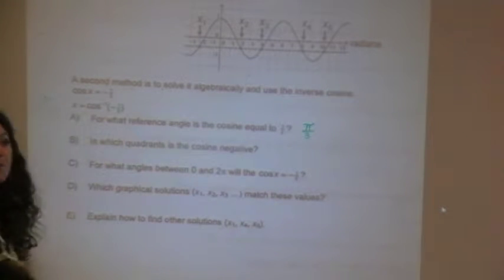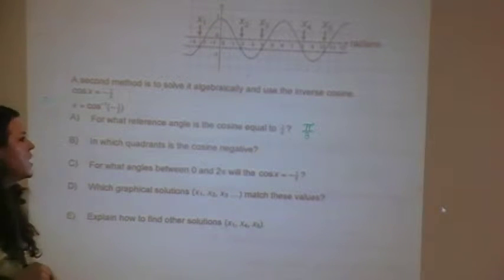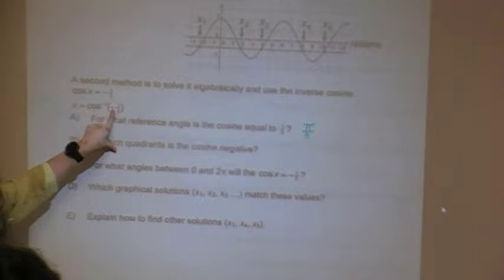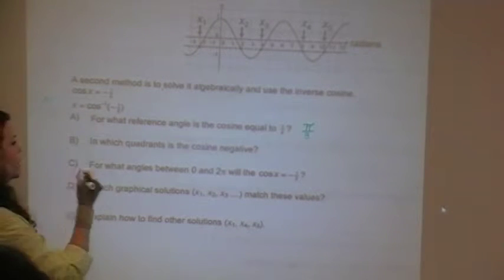But we're in radians right now. If you were doing degrees, it would be 60. Alright, so now I have to figure out in what quadrants cosine is negative. 2 and 3. That's because it's -1/2. So where is cosine negative? Quadrant 2 and 3.